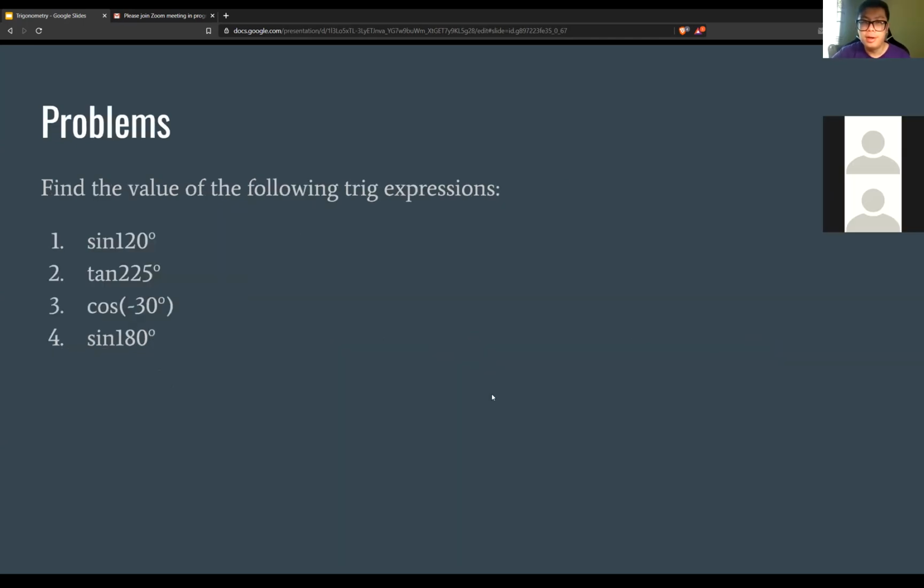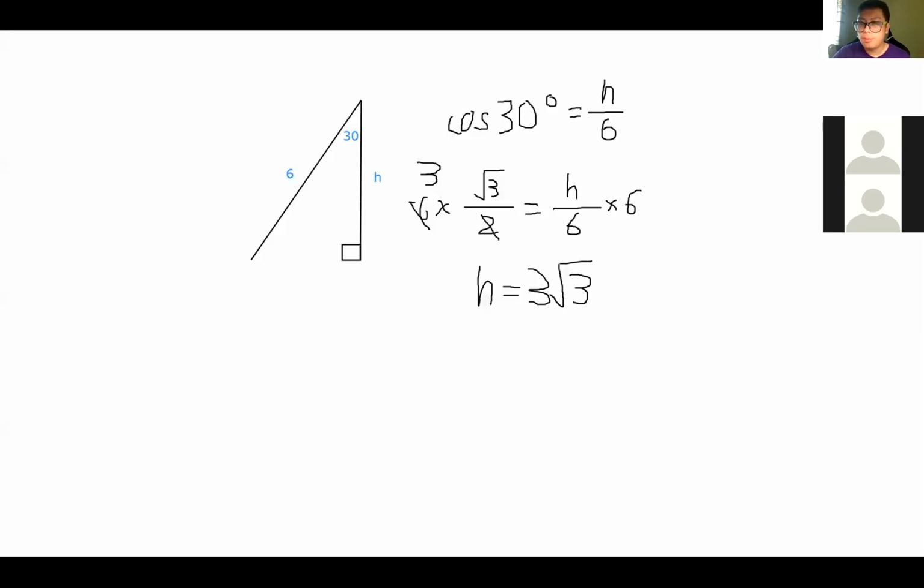I have a few problems here. Find the value of the following trig expressions. You're going to have to find the related acute angle for each of them and figure out whether it's positive or negative depending on the quadrant it's in. We're going to look at these together because we're running a bit out of time. So the first one is sine of 120 degrees. We'll write that down.